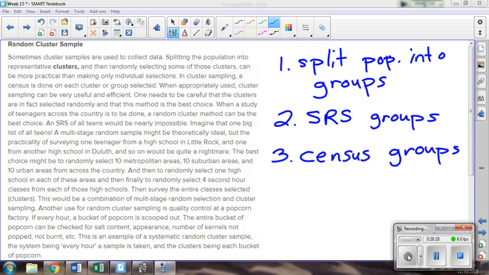You see the difference between stratified versus cluster? It's pretty common for students to get them mixed up. The main thing that helps people identify or recognize the difference: in a stratified random, in the last stage, you sample the group. In a cluster, you census the group.